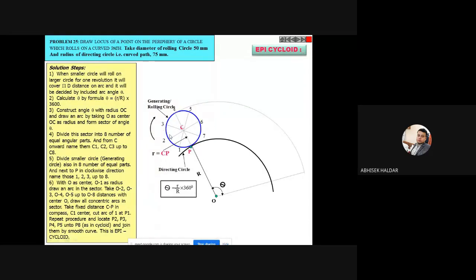Why 360 degree? Because my rolling circle is rolling how much angle? One full revolution means 360 degree. So that's why we are multiplying with 360 degree. And what does this theta give me? This theta is giving me, at the center of this directing circle, how much angle it will create due to the movement of this 360 degree of this rolling circle.